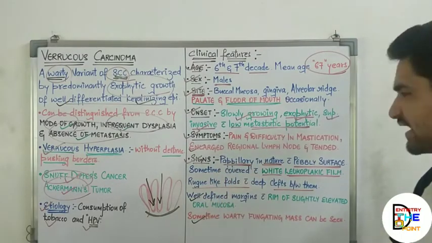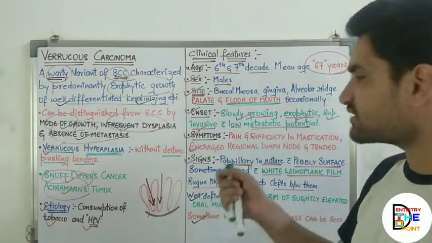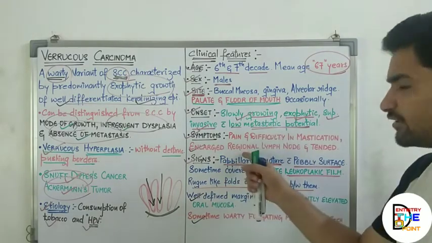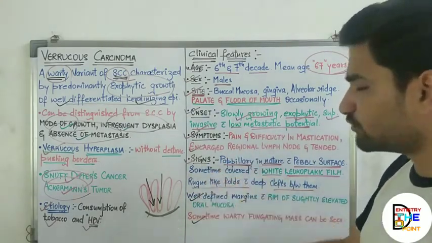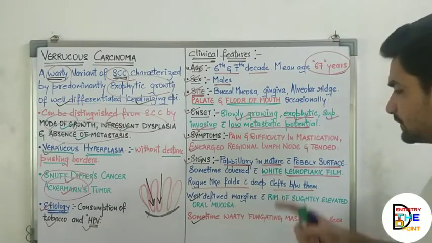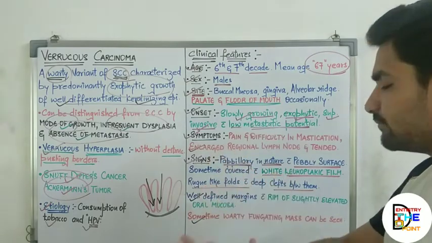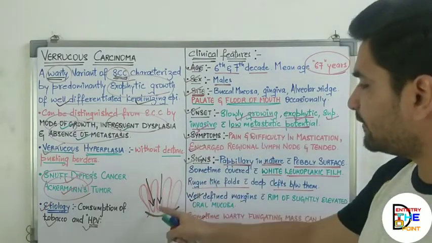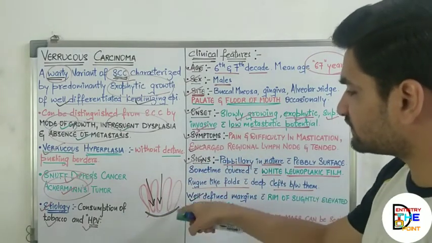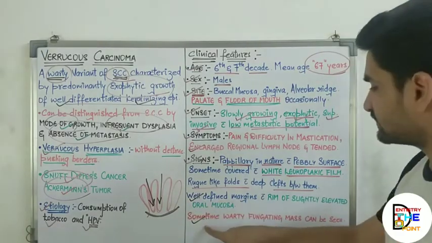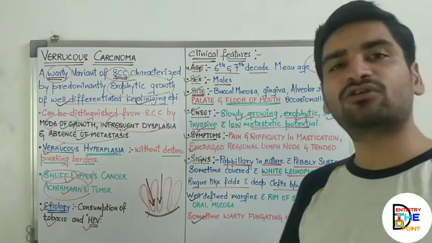Symptoms kya rahenge? Pain and difficulty in mastication, enlarged regional lymph nodes which are tender. These are mainly due to inflammatory reaction. Next, moving on to the signs. It is papillary in nature, pebbly surface, white leukoplakic film, rugae like folds with deep cleft between them. The oral mucosa surrounding the lesion will be slightly elevated. And lastly, sometimes multifungating mass can also be seen.